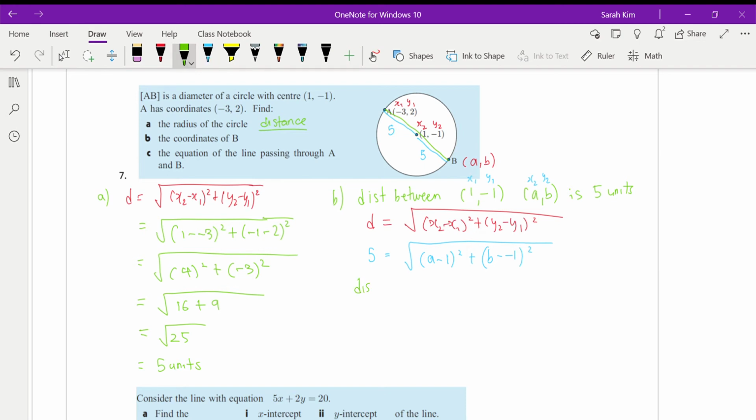Well, have a look. Distance between, what about the whole diameter? So if I used A, (-3, 2), and then if I use the coordinate B, that should be how many units? Well, it's double the radius. It's a diameter, so it should be 10 units. So I should be able to come up with some sort of equation as well. So 10 equals.